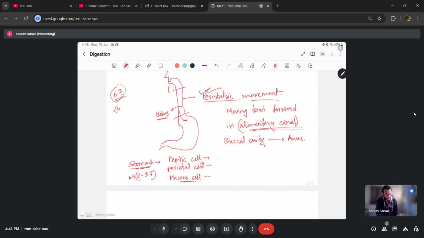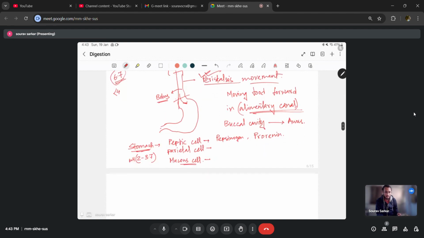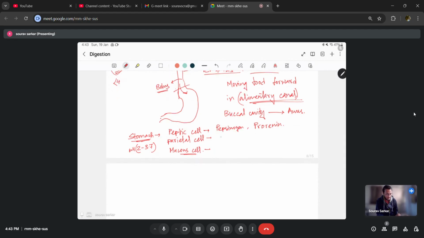Now in the stomach, the peptic cell releases pepsinogen and prorenin. These are the two enzymes, and they are inactive forms of enzyme. So who will activate them? HCl. The parietal cell releases HCl. Pepsinogen is activated by HCl, and that creates pepsin. Prorenin reacts with HCl, and that makes renin.